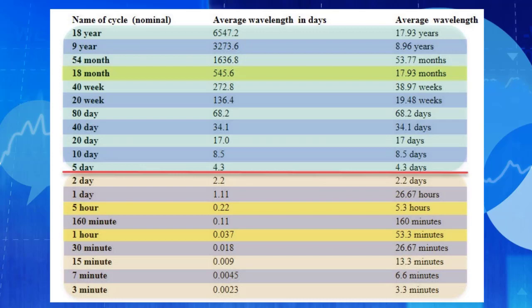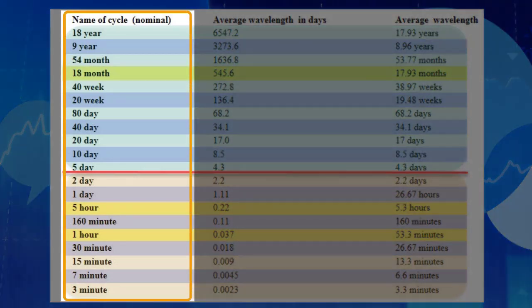Now, where do these cycles come from? Did Hurst simply dream them up? Not at all. He performed extensive research. He performed a form of spectral analysis on the share prices of American stocks and identified the average wavelength of cycles that were influencing those price movements.